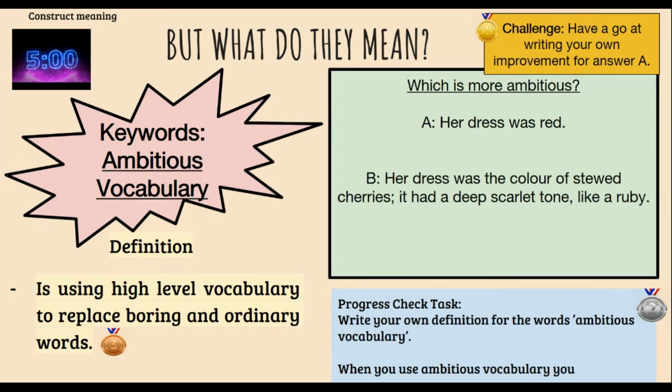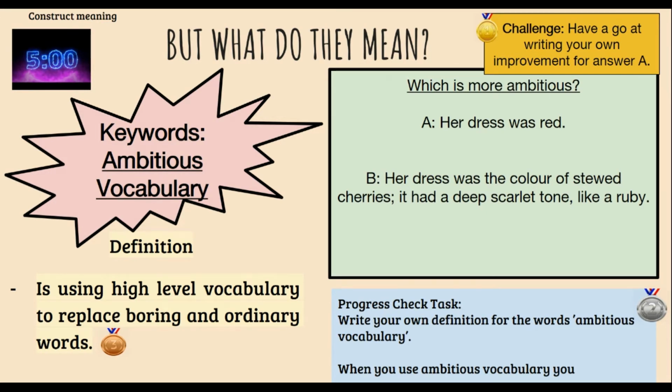Keyword number 3, ambitious vocabulary. So the definition of ambitious vocabulary is using a high-level vocabulary to replace boring and ordinary words. So let's have a look on the right-hand side, which is more ambitious. Her dress was red. Or B, her dress was the colour of stewed cherries. It had a deep scarlet tone, like a ruby.